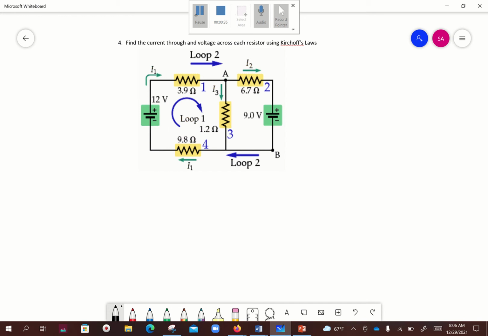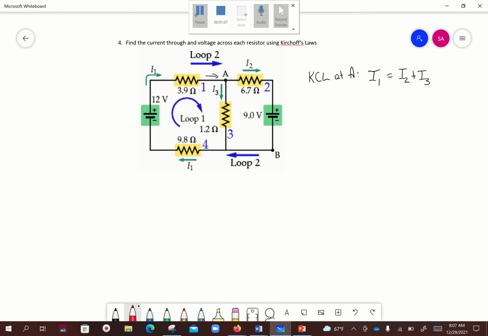So I can see I1 is coming up over the top, and then it splits up into I2 and I3 at junction A. So let's do Kirchhoff's current law. I'm going to abbreviate it KCL at point A. All right, so what do I have? Kirchhoff's current law is current in equals current out. So in, I've got I1, out, I've got I2 plus I3. So there I've got I1 equals I2 plus I3.